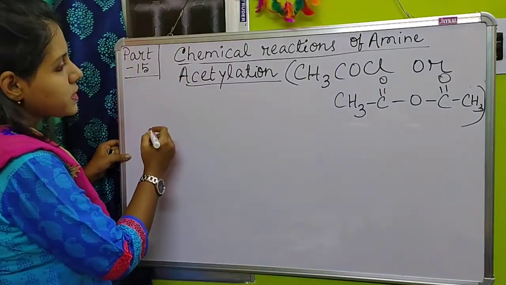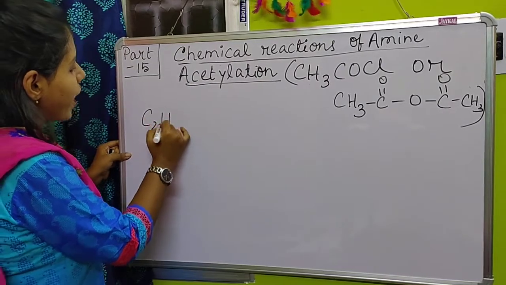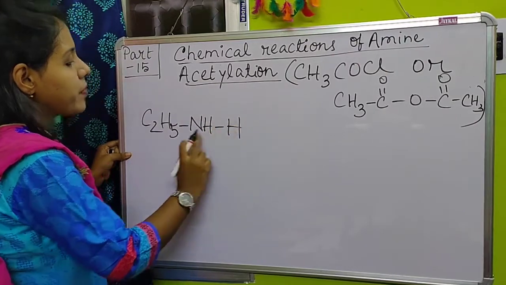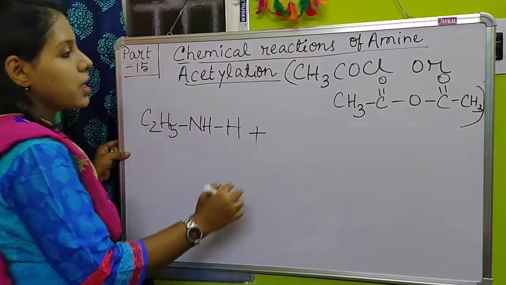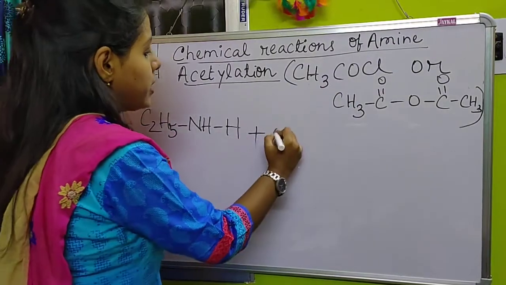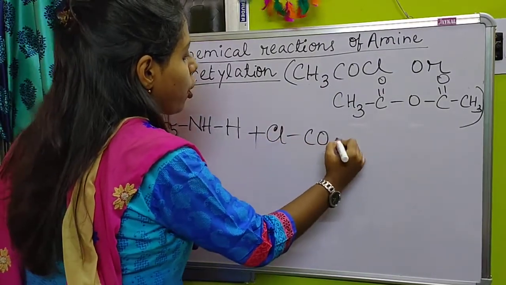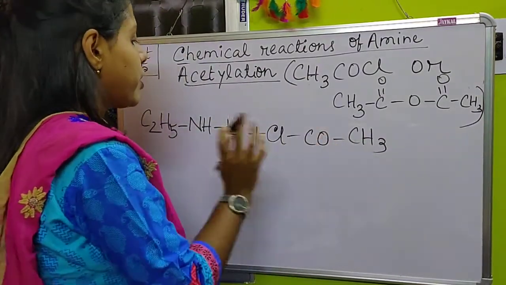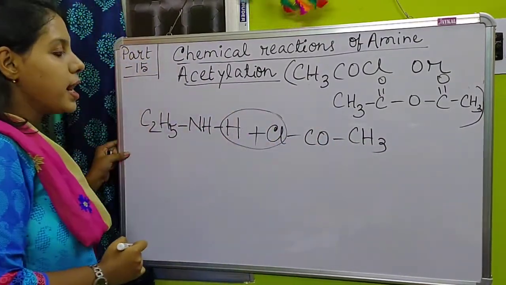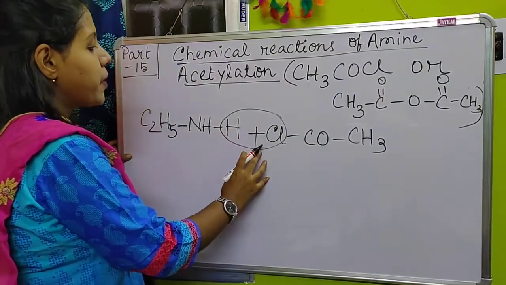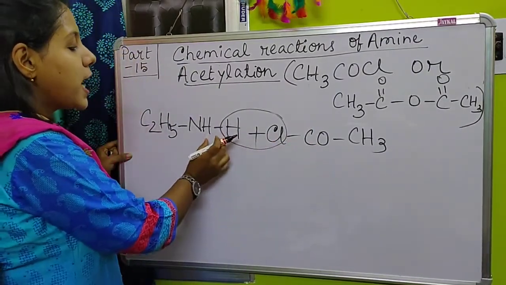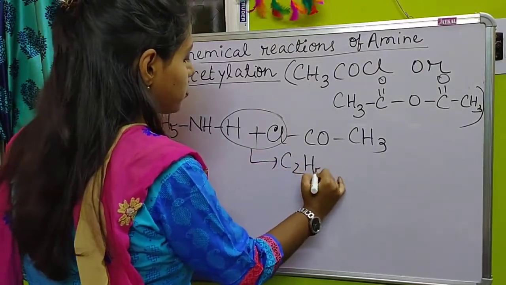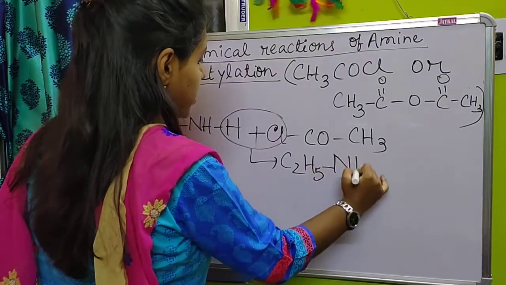So let's see one example. C2H5NH2, here I am writing it as NHH, plus, suppose I am adding this compound here, Cl CO CH3. Now one HCl will be eliminated from here, and this CO group will be added directly to the NH group, making this compound N-ethyl acetamide.